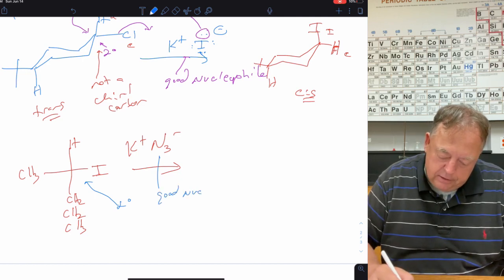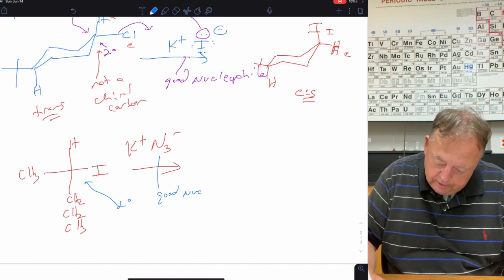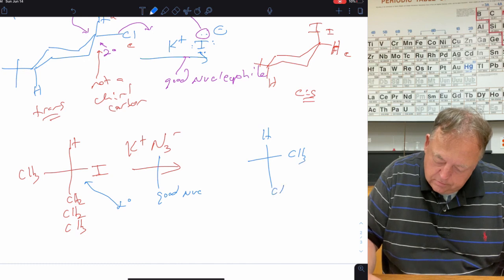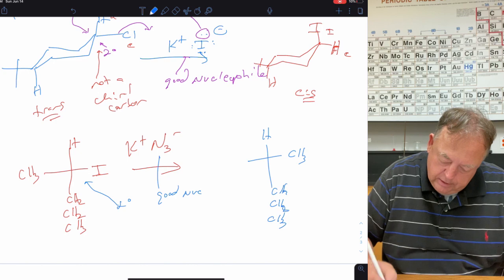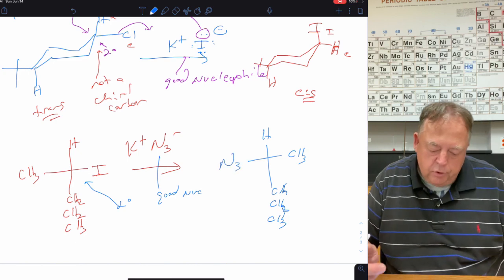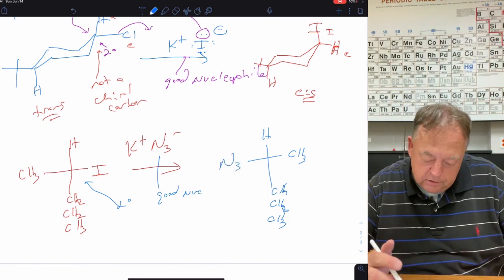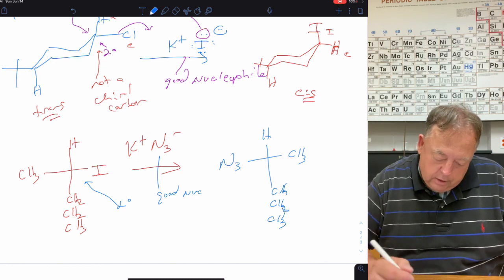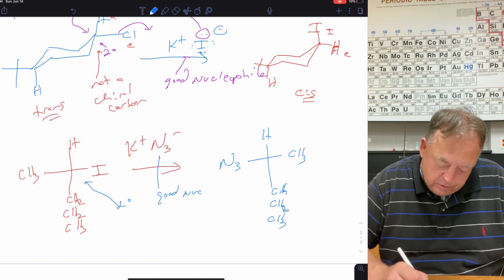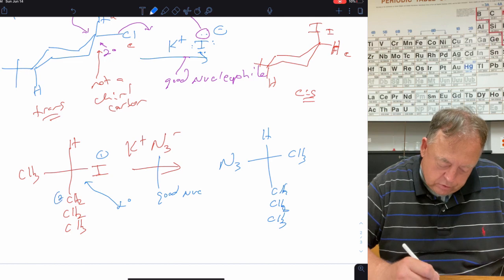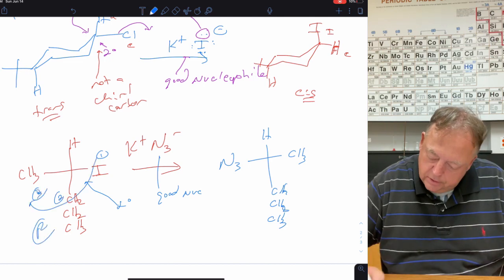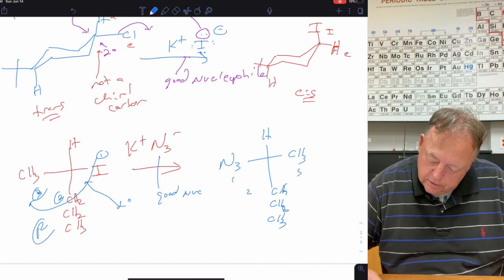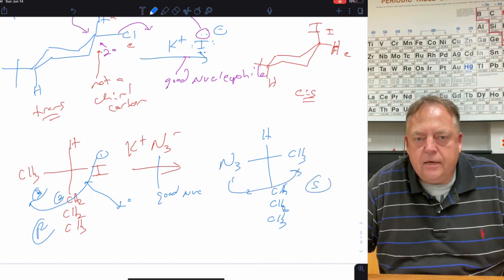So what's got to happen is you have to invert the stereochemistry. So the easiest way to illustrate this is place the nucleophile opposite of where the leaving group was. And so if we assign stereochemistry, you can see that it was inverted. So 1, 2, 3 is clockwise. This is the R isomer. And then 1, 2, 3. Now you have the S isomer.